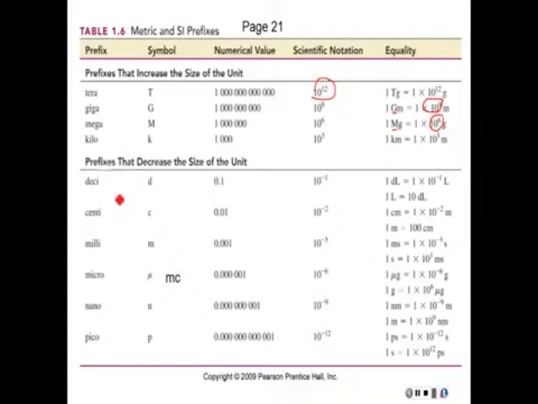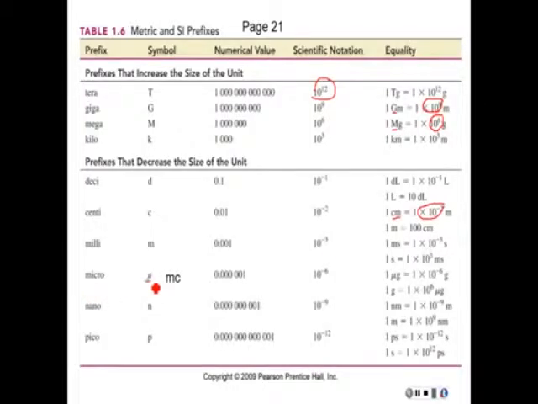Then we have prefixes down here that mean less than 1. So deci means a tenth, which we'd write in scientific notation like that. Centi means a hundredth, 0.01, or this. So you notice, look at the substitution. If you had 1 times 10 to the negative second meters, you can replace this with centi. And then you have milli is a 1,000th, 10 to the negative third.